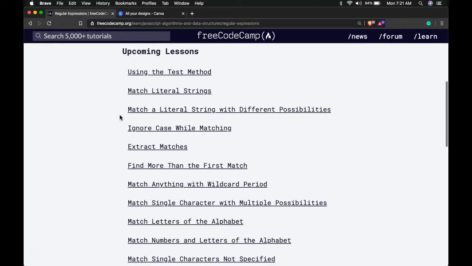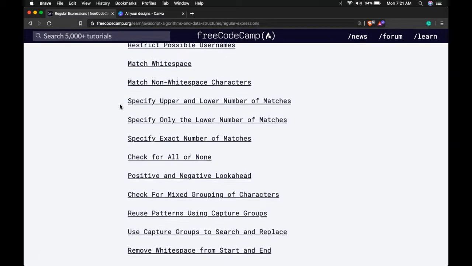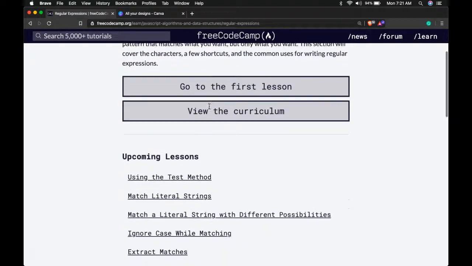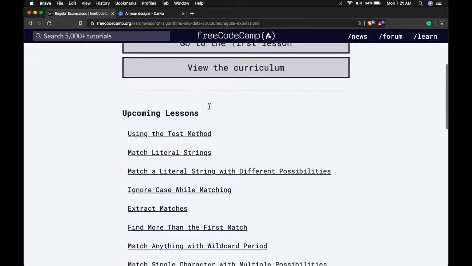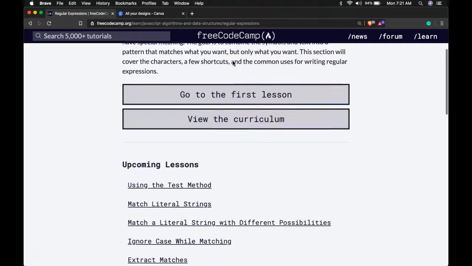So these are some of the lessons we'll be going through. So there's quite a few. The important thing to really understand with regular expressions is, like it says here, they help us find patterns. So whenever you use any search tool, it's utilizing regexes to help us find patterns. I mean, it's a simple concept to understand, but one of those things that will take a while to master.